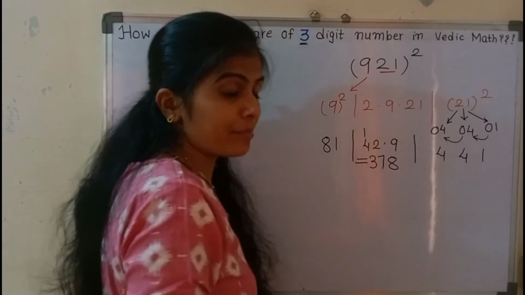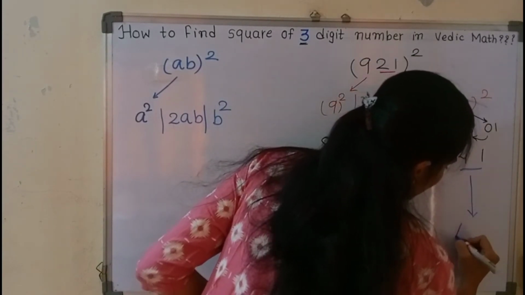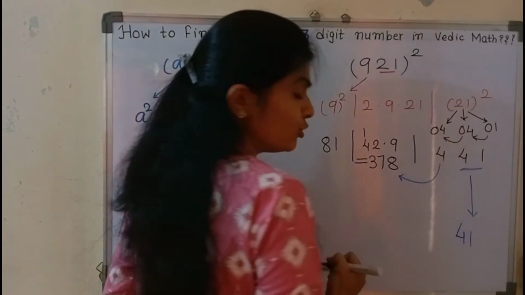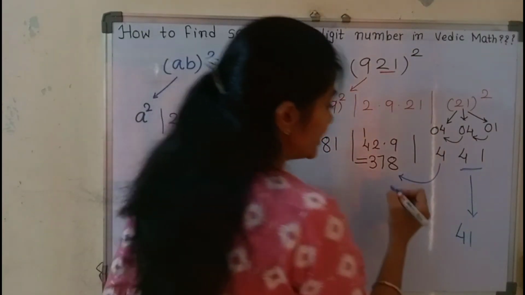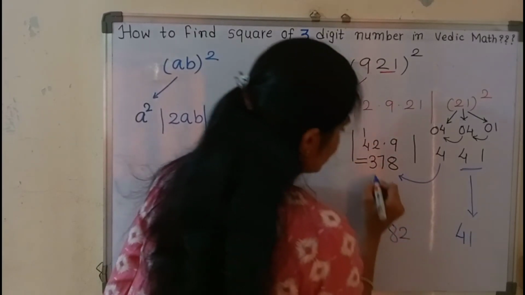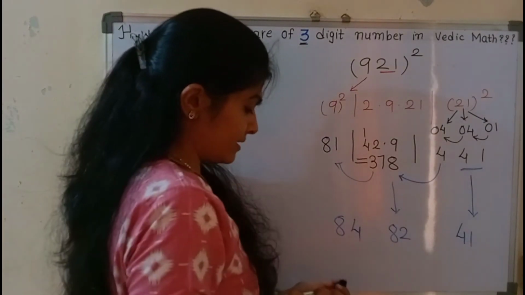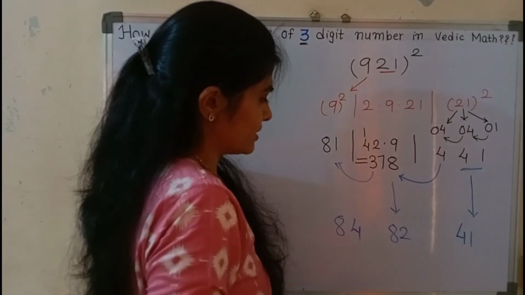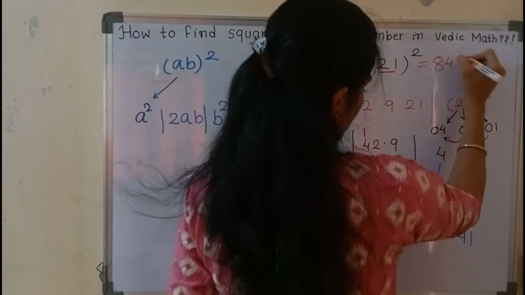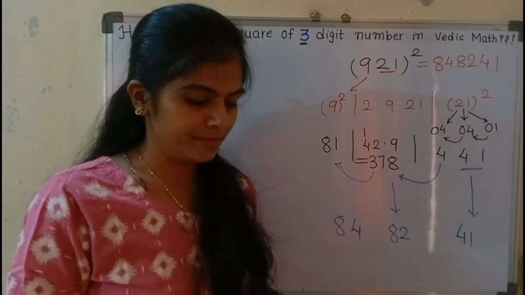Now what is the next step? Next step is we need to bring this 41 down. So 41, 4 will go and it will be added to 85, and 4 to it will become 382. So I am going to write down 82 over here, and this 3 will be added with 81, so it will become 84. So I can say that my answer for this question, or square of 921, is 848241. You can check it with a calculator.